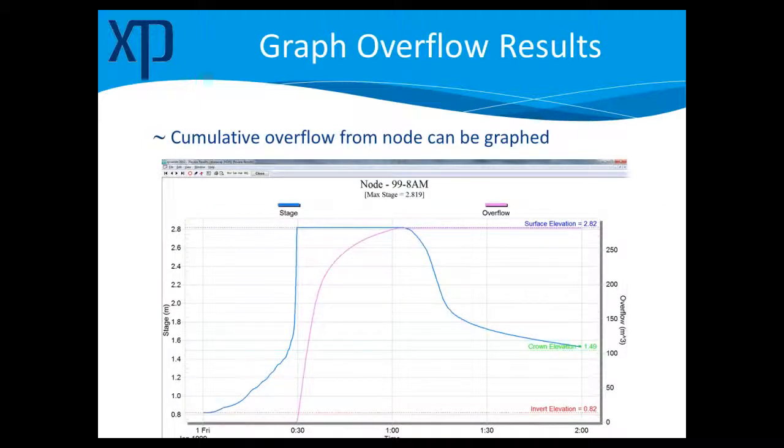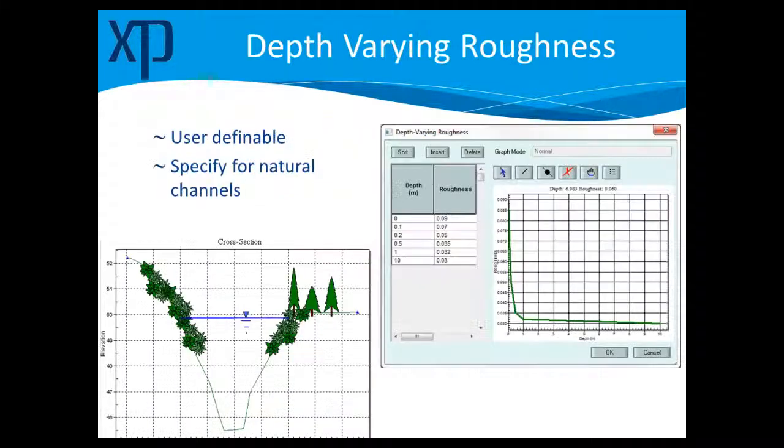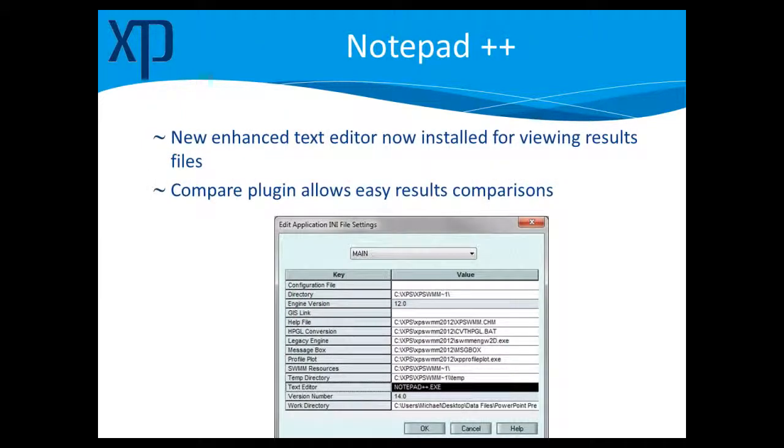There's also the ability to show the cumulative overflow from a node on a graph, and that's added to the review results option. And then that depth varying roughness that we can access for the 2D land use category can also be used for the 1D channels as well, so I'll just show you where you can access that.